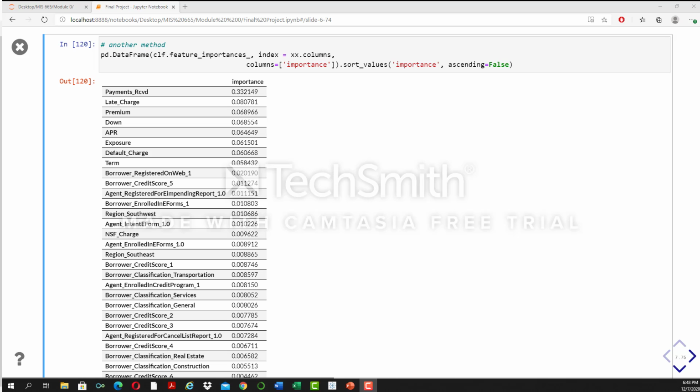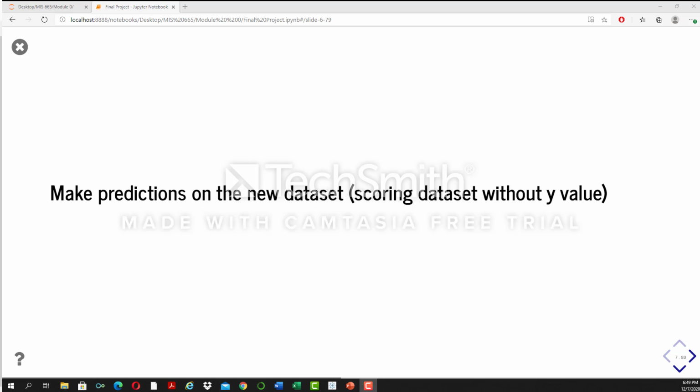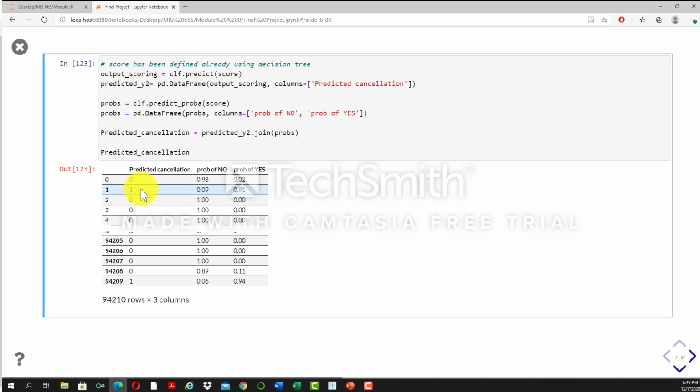We also looked at variables that are very important in influencing the classification that we did. So we have payment received, late charge, premium and down payments, APR2, very important. Now our prediction on the data set gave us the first borrower not canceling with a probability of 98% of not canceling. The second person has a probability of 91% canceling.